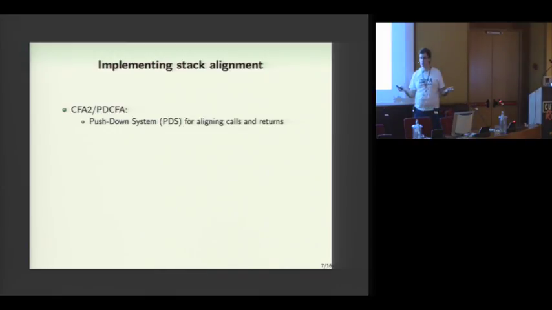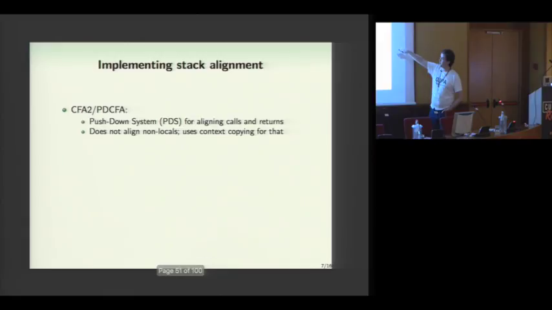To summarize, to look at this alignment problem, there are all sorts of program analyses that do some form of call stack alignment like this, right? CFA2, PDCFA, they use a pushdown system in order to line up these sorts of things. A PDA stack is able to match parentheses in a sense, right? So you can match calls and returns and use the PDS to validate the path that you take. These analyses don't align non-locals that way. They actually wind up doing that sort of context copying, that sort of graph copying in order to address that.